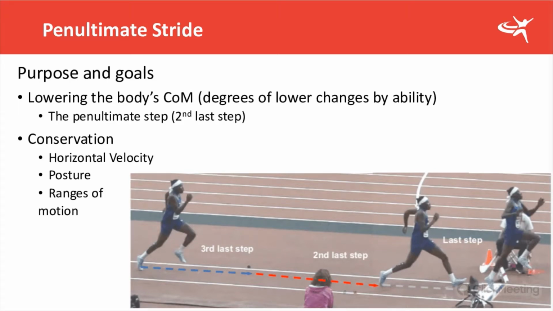But the goals of the penultimate: we want to maintain that horizontal velocity. We don't want to lose the speed that we've generated up until that point. We need to make sure we maintain the postures and positions that we've established coming in as well, and maintain those ranges of motion that we saw coming in through those strides. So these are the key things with the purpose and the goals of the penultimate.